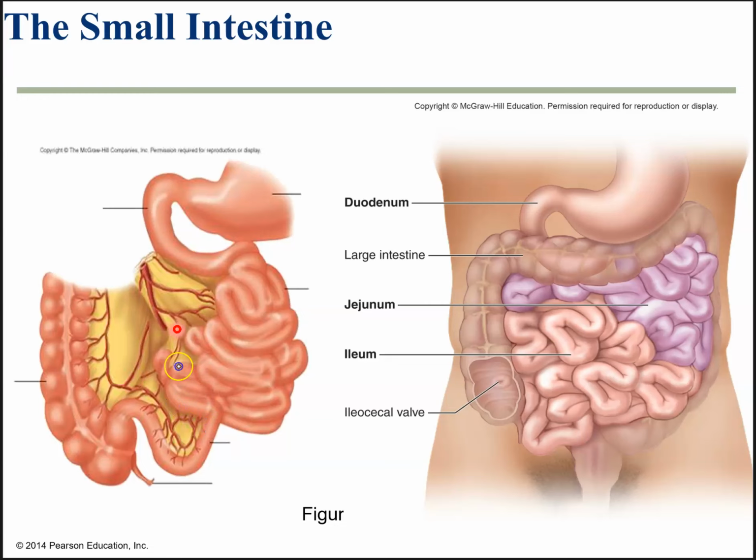So the mesentery with a lot of fat is a specialized layer that you call omentum. So we saw the greater and lesser omentum.